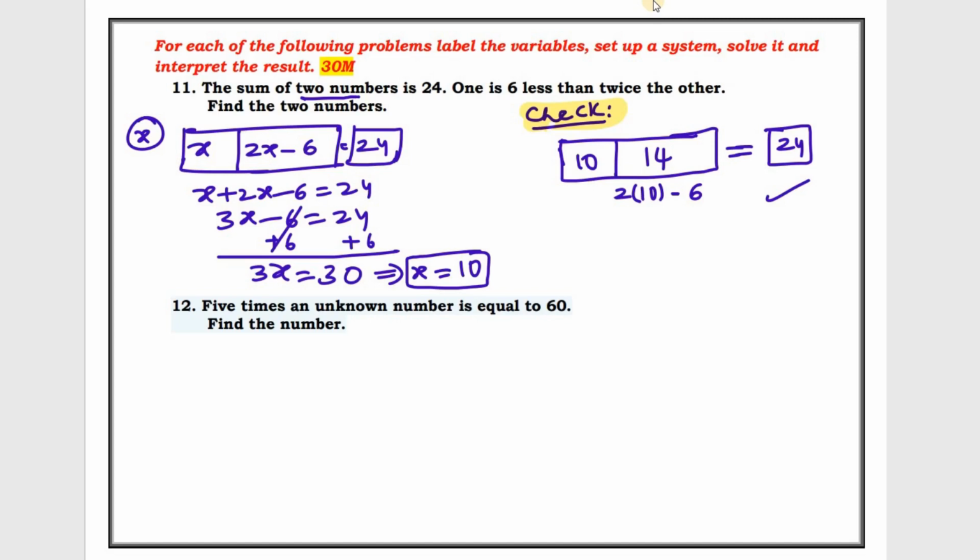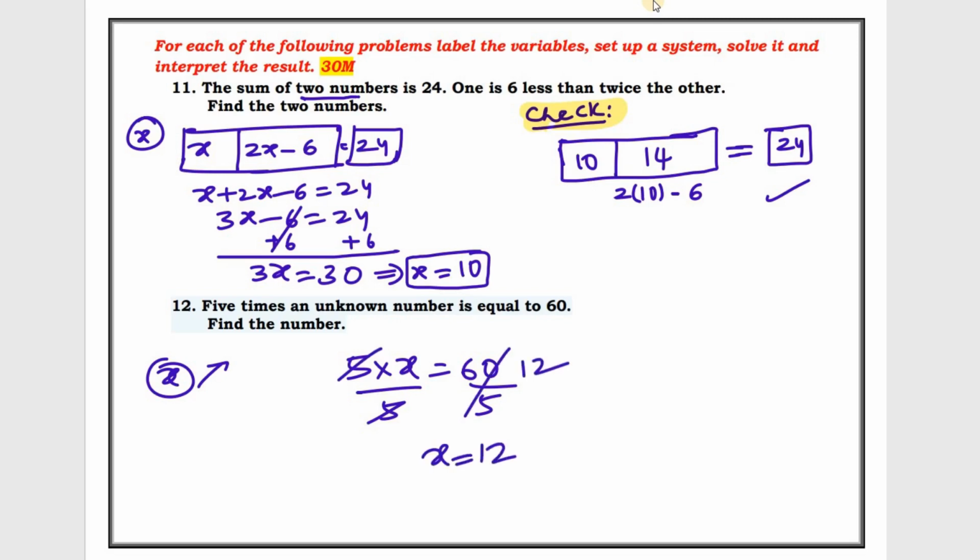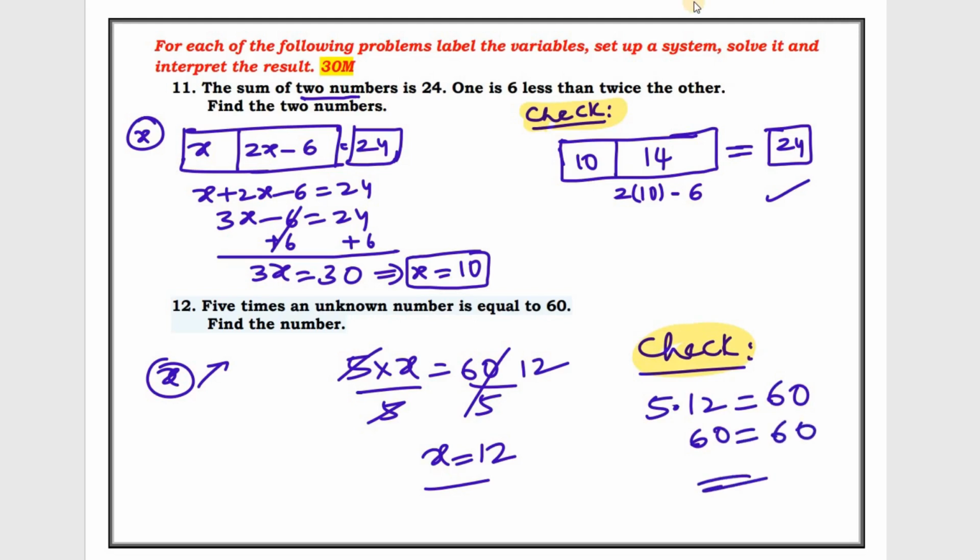Let's see the 12th question. 5 times an unknown number is equal to 60, find the number. So again, taking the unknown number as x, every time you need not take x, any variable is fine. So 5 times x is equal to 60. So divide by 5 here to get the answer. 5 cancels out, 12 5s are 60, x is equal to 12. We can check that. 5 times 12 is 60, 60 is equal to 60, hence verified.